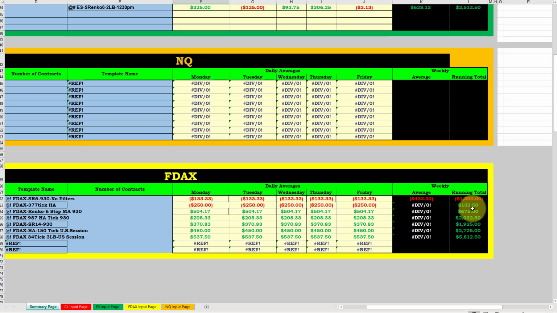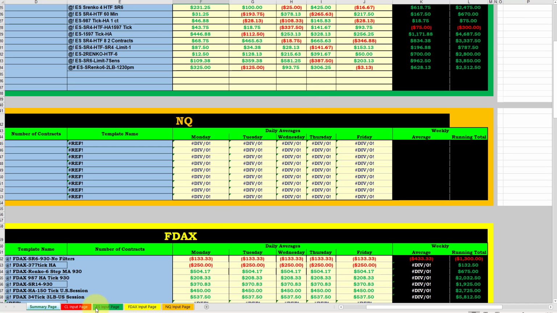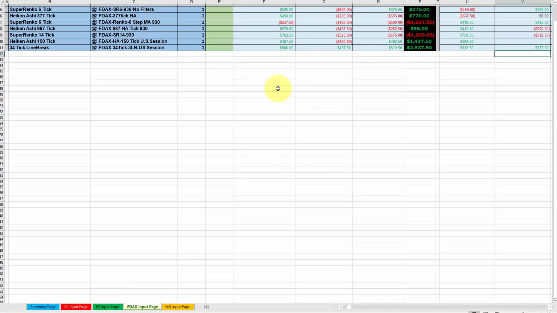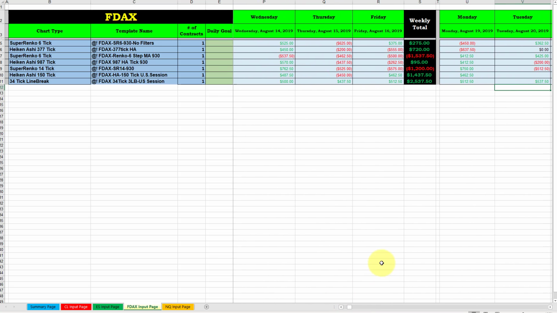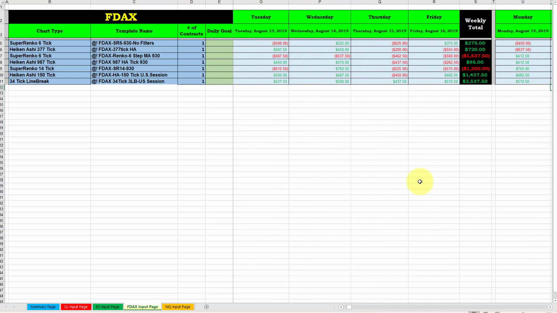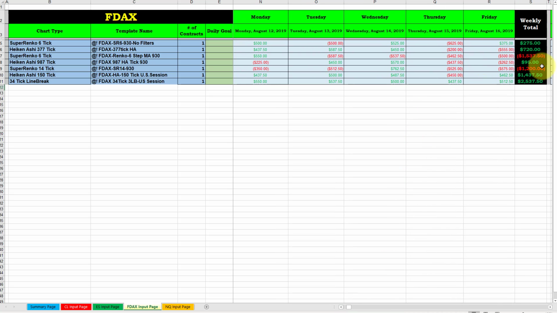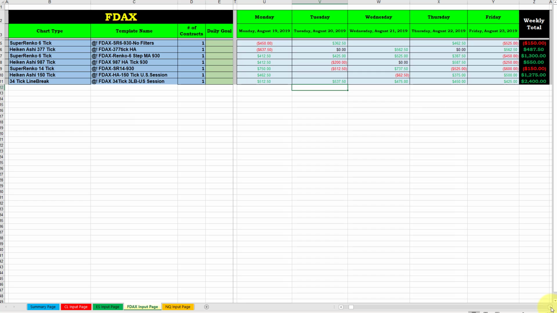And then the DAX is really strong too, but you can tell by looking at the DAX data itself. If I just go to the input page, this was the first full week of the DAX from the 5th of August, and then this is the week of August 12th through the 16th, pretty strong here. And then this past week, again, pretty strong.